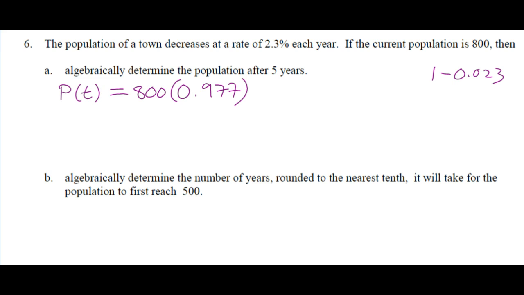The current population is 800 every year, so just go to T, P of T, and T is in years. The population decreases every year, so we don't have to modify this, right? T is one decrease period. Okay, algebraically determine after 5 years, so it's 800 times 0.977 to the 5, which is 713.